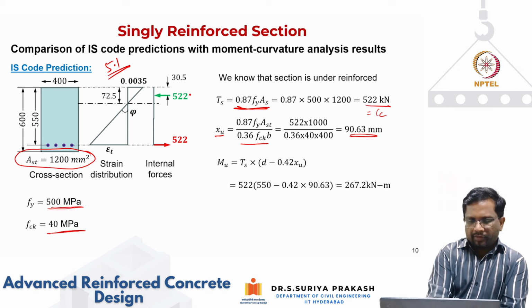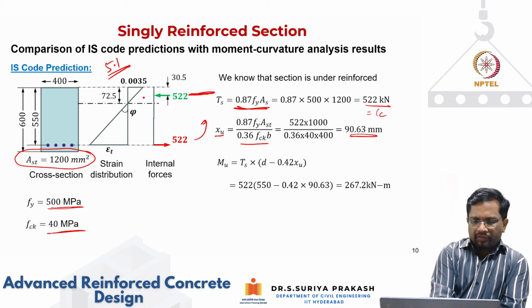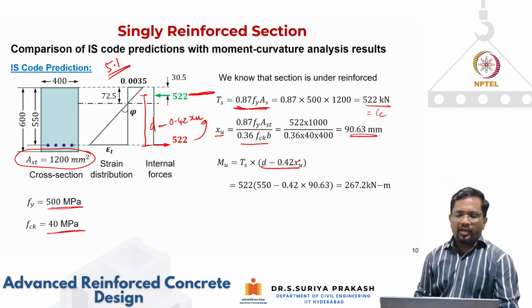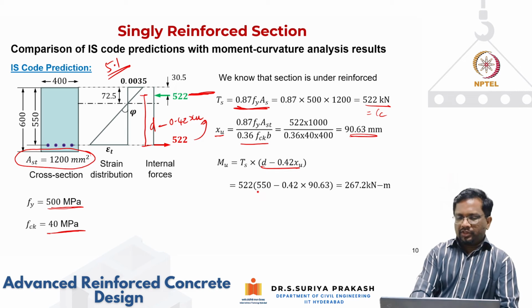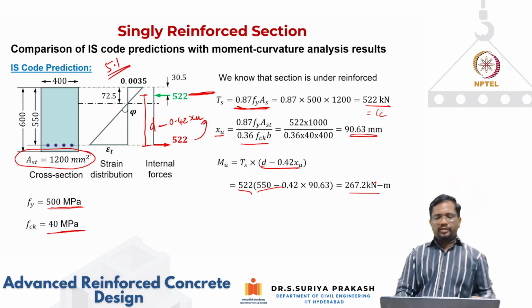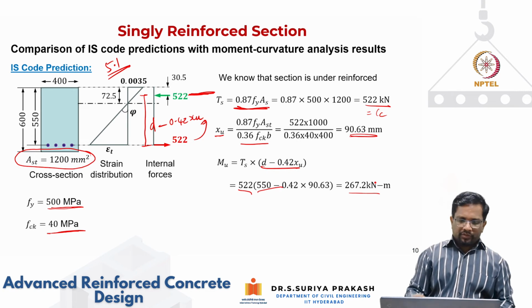So I'm taking moment about this point. The lever arm is going to be your D minus 0.42 XU. So this is your lever arm. XU is already known, D is known, tension force is known. So you can calculate your moment resistance as 267.2 kilonewton meter.